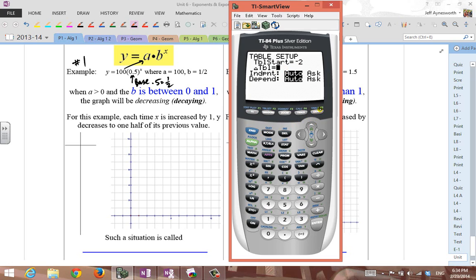And so that when we look at the table, we can see the values. So go second graph, which accesses your table. When x is -2, y is 400. When x is -1, y is 200.